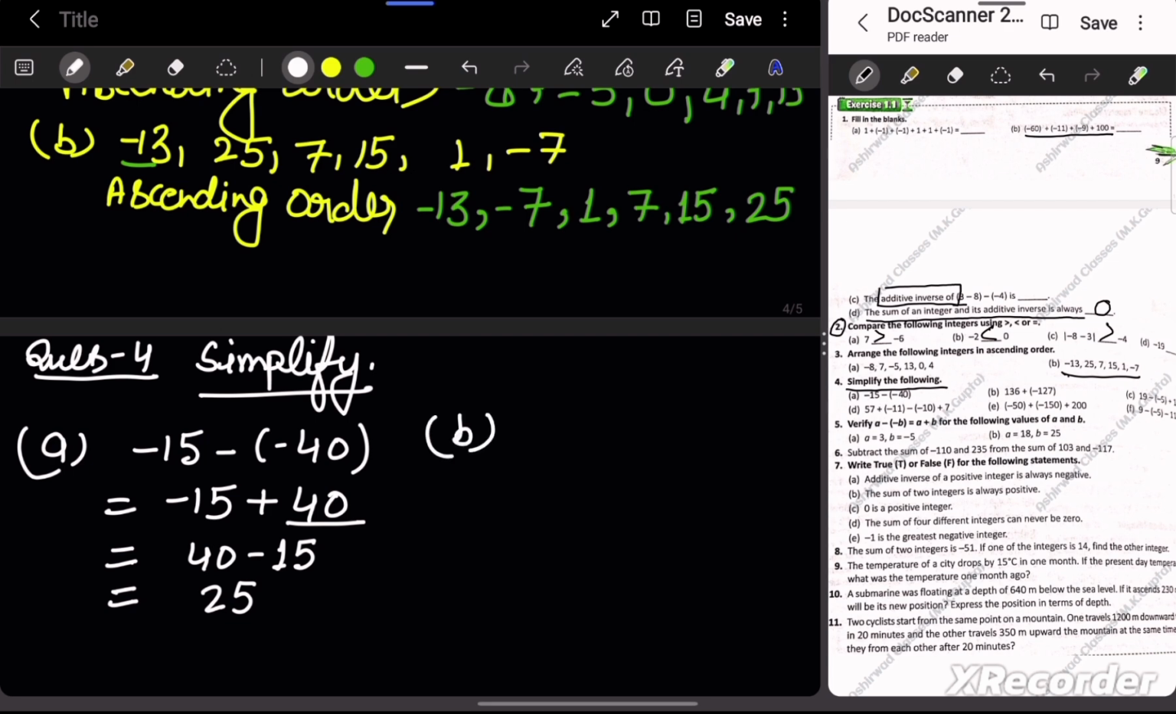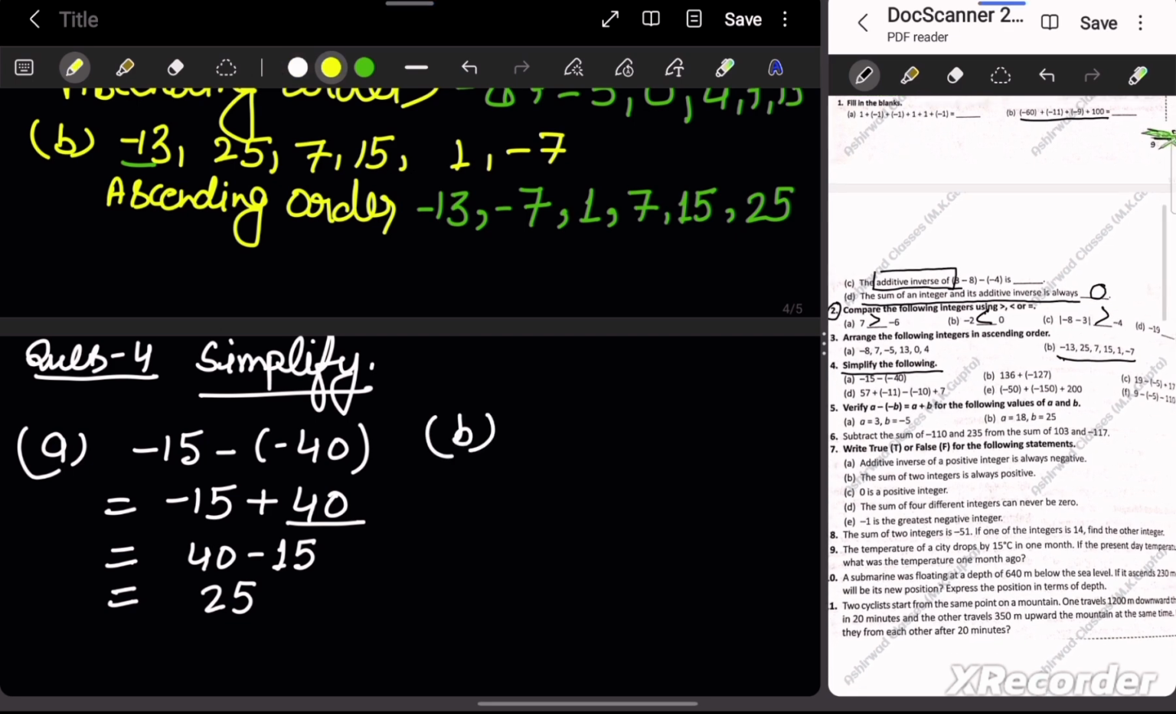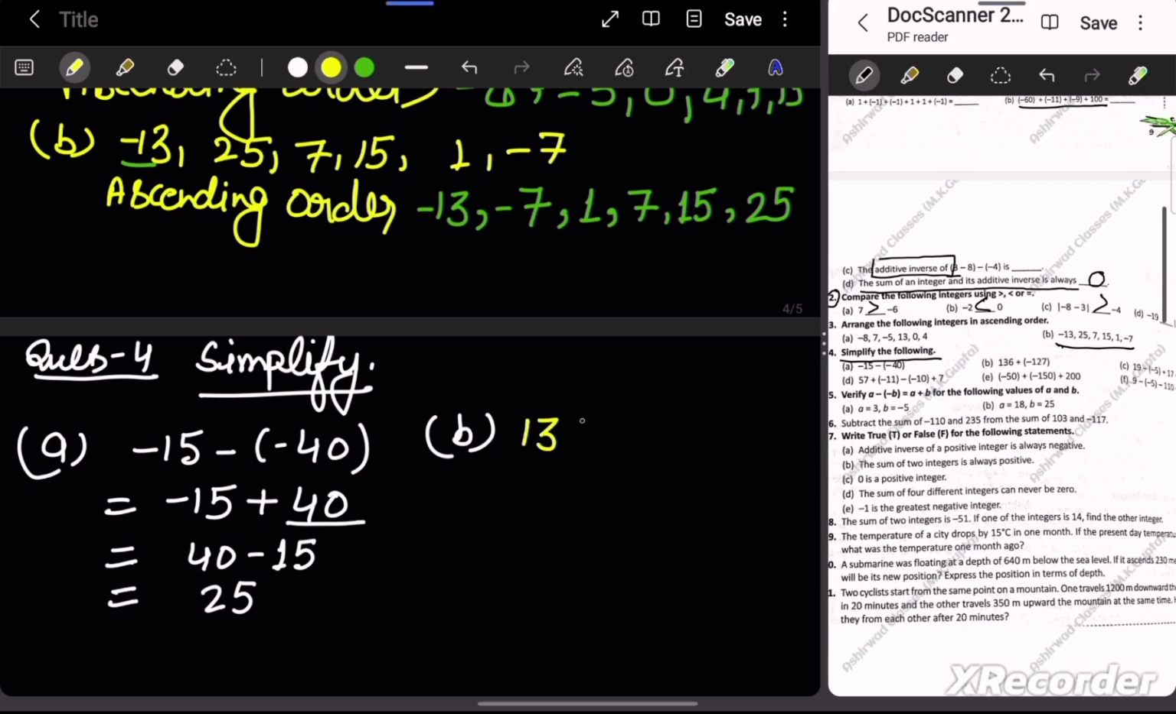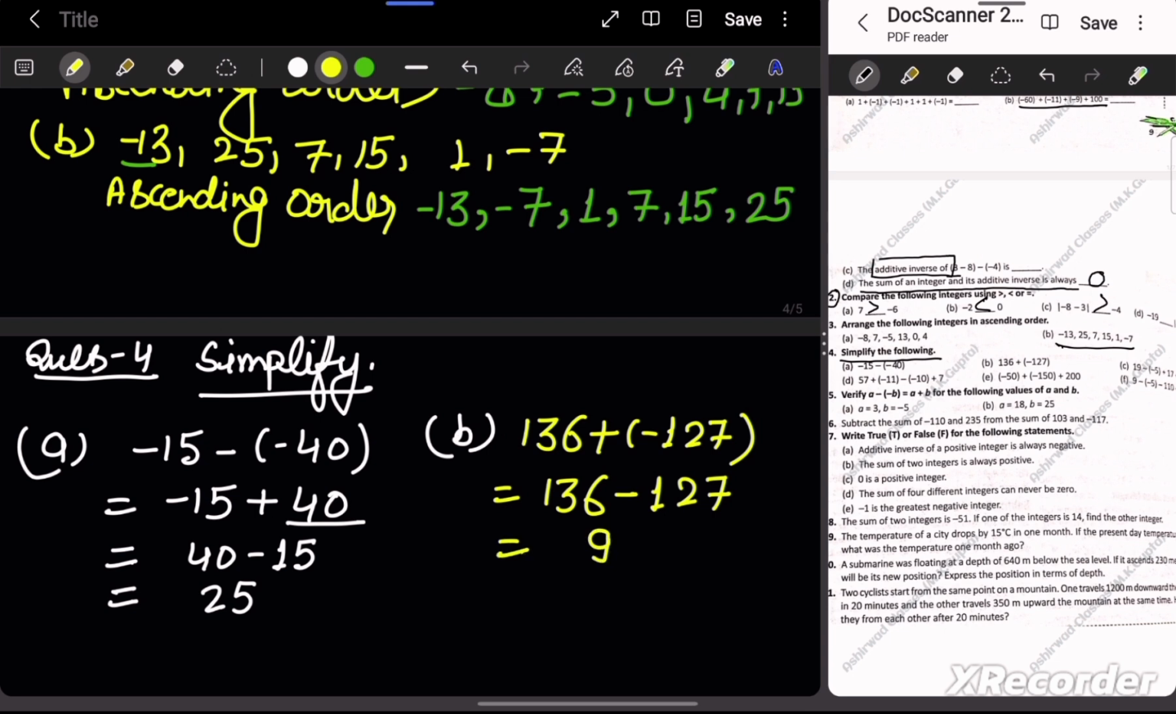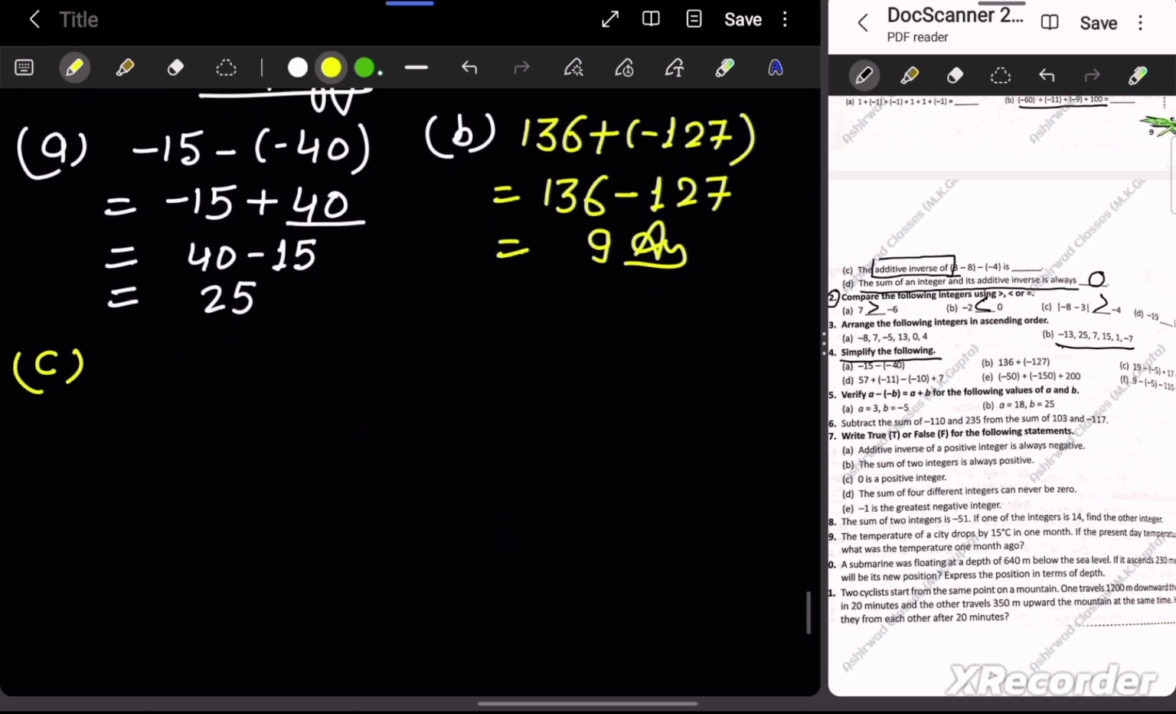Next B part. B part here: 136 plus minus 127. Correct? Now solve the integer. 136 plus minus multiply minus and 127. So what is the subtraction? It is 9. Here 136 is a positive integer greater than the negative integer, so the answer is positive. Here is the answer.